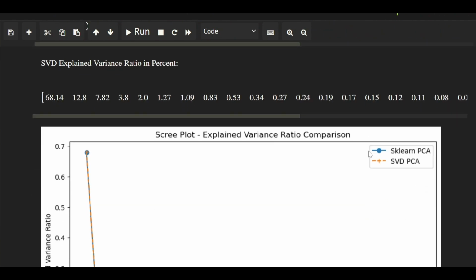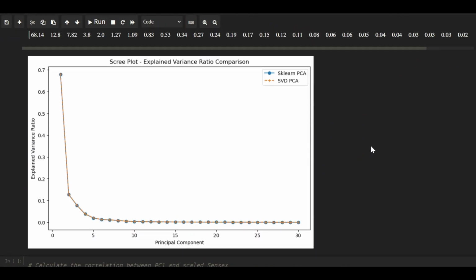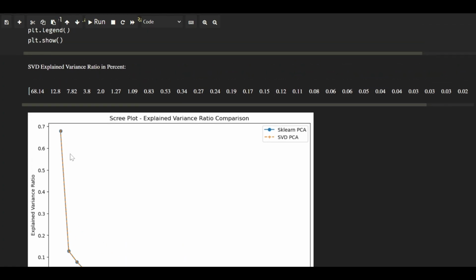Okay, so what has happened is that since we have 30 companies, we will have 30 principal components. On the x-axis, we have principal components, and on the y-axis, it is telling us how much of the variance each component has been able to capture from the stock market data. This is the first principal component, and it has been able to capture almost 68% of variance in the data set. And that's why it is the most dominant one.